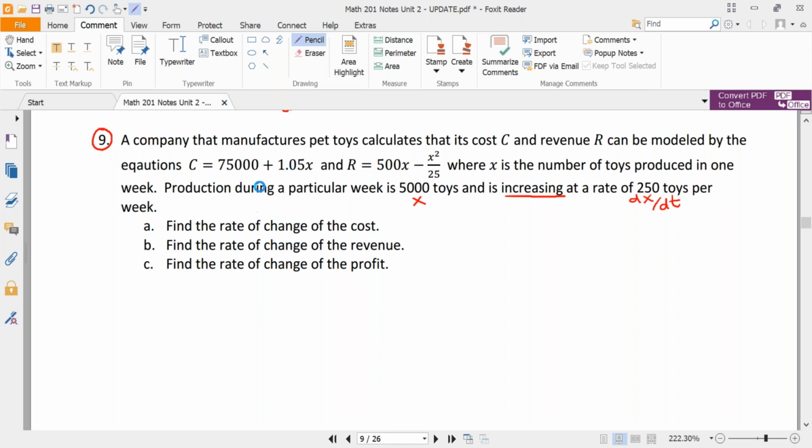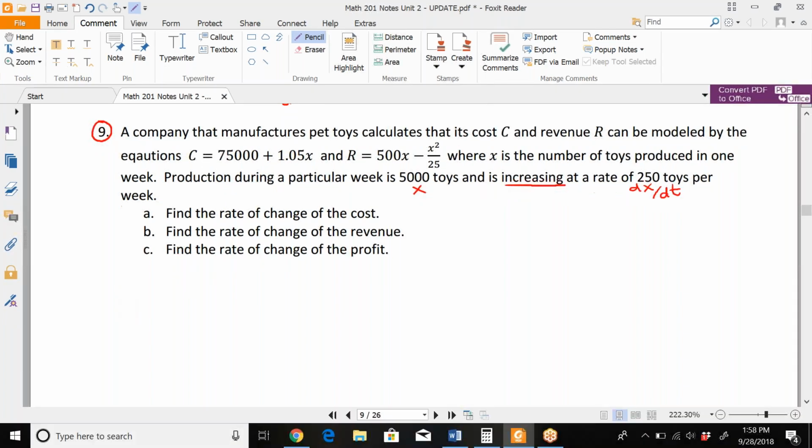And my pen is still spinning, so I can't write yet. There we go. So A is, uh-oh, that's never good.